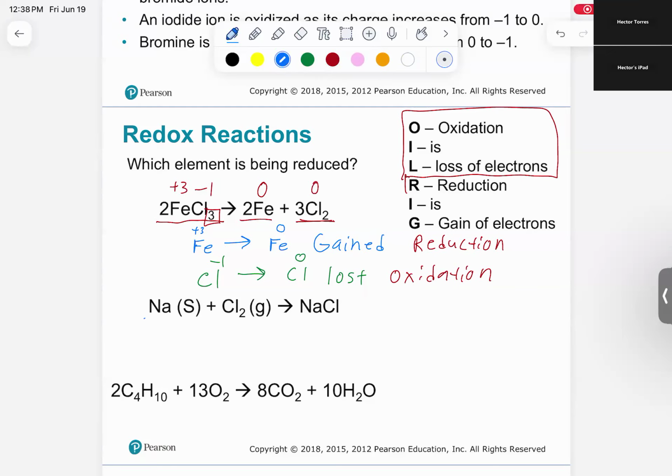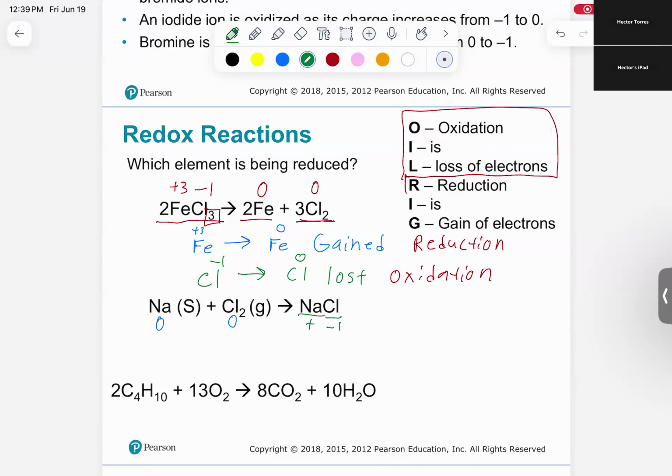So let's do the next one. Here, I have 0 for Na as the oxidation value. For Cl, I have 0 as well because it's bound to itself. On the product side, I have Na, which has a positive charge, and Cl, which has a -1. Both of those numbers I got from the periodic table. Na is in column 1, so it has a charge of +1. Cl is in column 7, thus has a charge of -1.